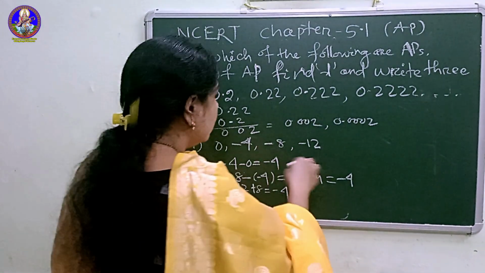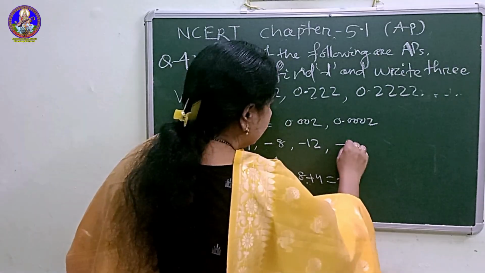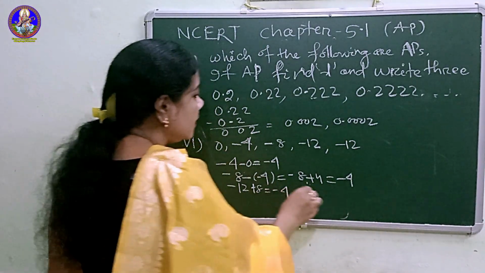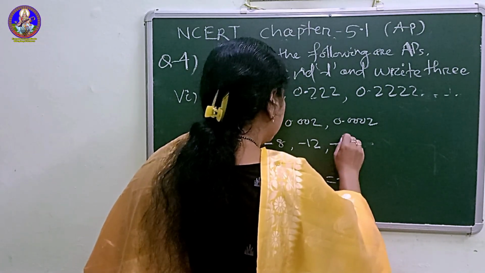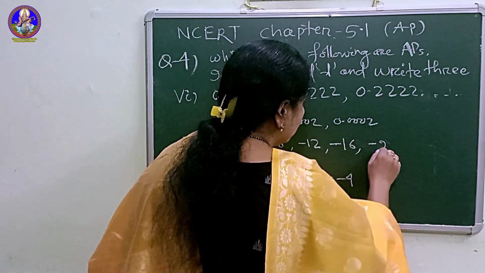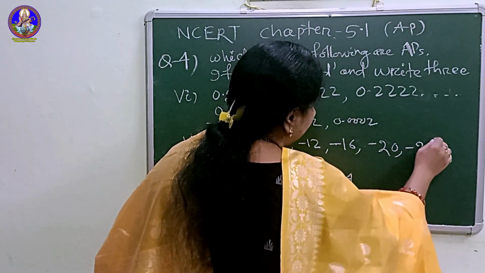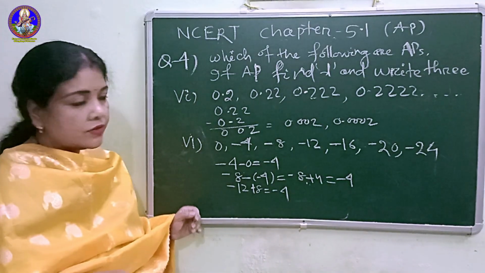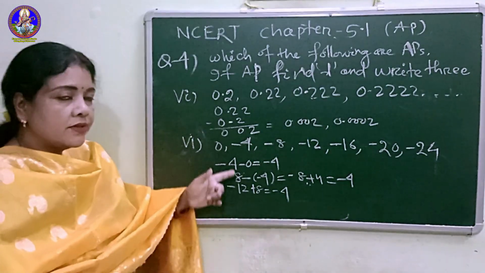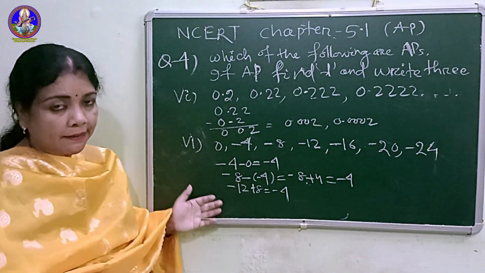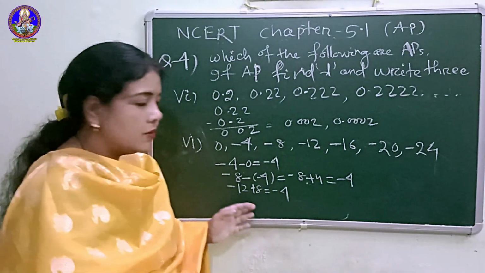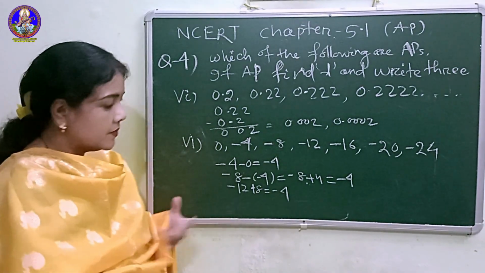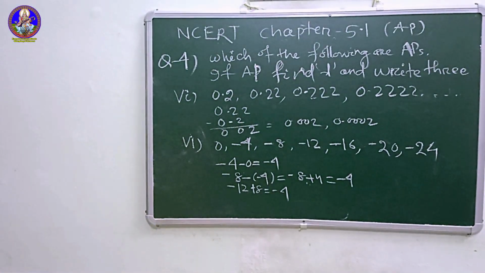Let us find out the next 3 terms. That is minus 12 plus of minus 4, that is minus 16, minus 20 and minus 24 are the next 3 terms after 0, minus 4, minus 8 and minus 12. It is coming under AP. The common difference is the same, that is minus 4. So we can find out the next 3 terms. Next question, let us solve.